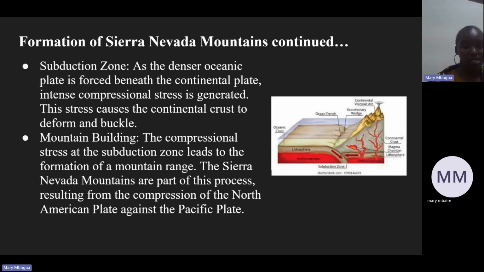So here is a picture. I tried to depict the interaction of these two types of plates, whereby a subduction zone was formed, whereby the oceanic plate, that is the Pacific plate, tended to slide under the continental plate, which is the North American plate, since it was denser, and this resulted in high compressive stresses and buckling, and as a result, the mountain range was formed.